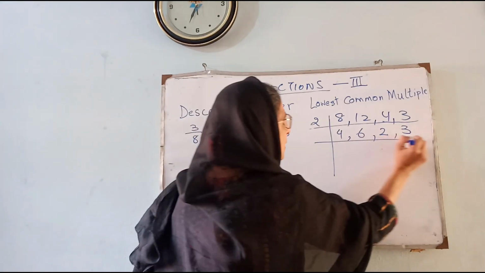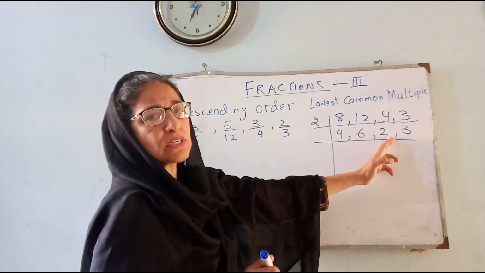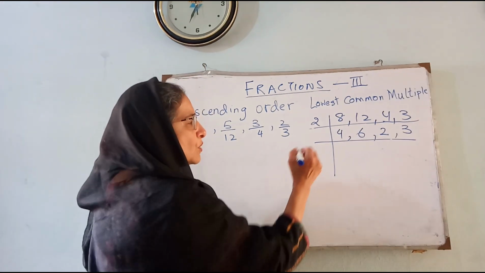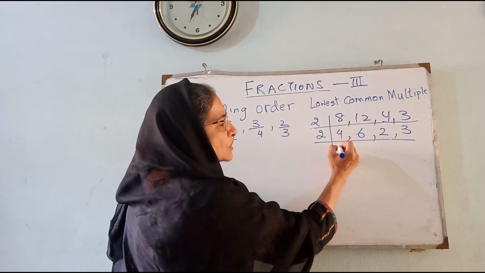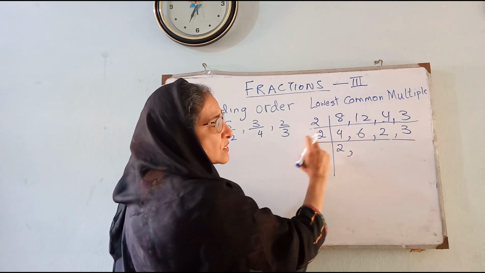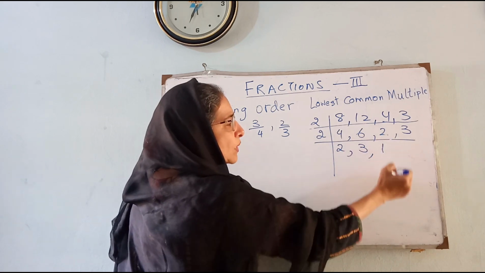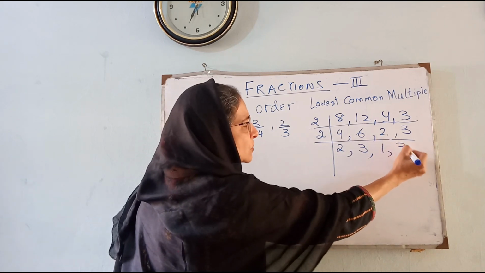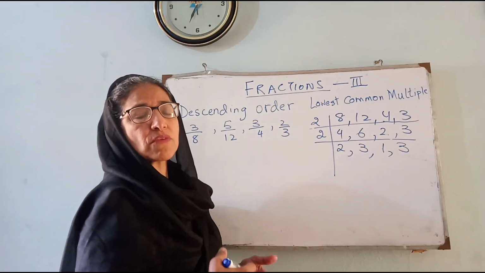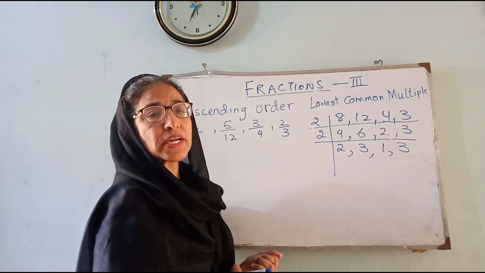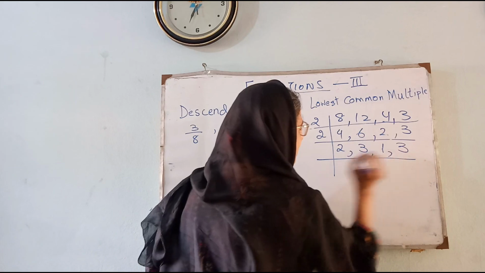Then I draw a line for the division, and once again, as you can see, these 3 numbers are in the table of 2, so I start dividing with 2. 4 divided by 2 is 2, 6 divided by 2 is 3, and 2 divided by 2 is 1. Once again, I cannot divide 3, so I write this 3 as it is. We will keep on dividing until we get 1 in the end.